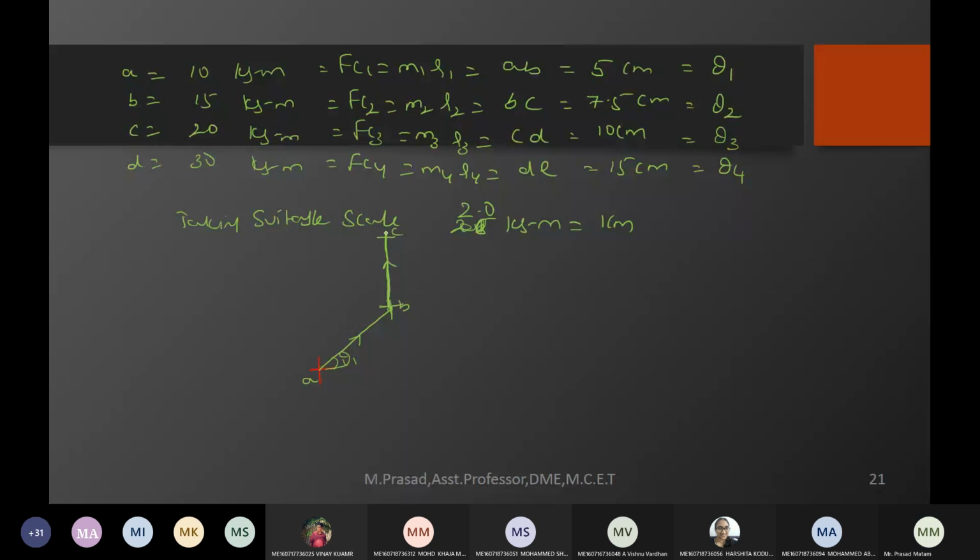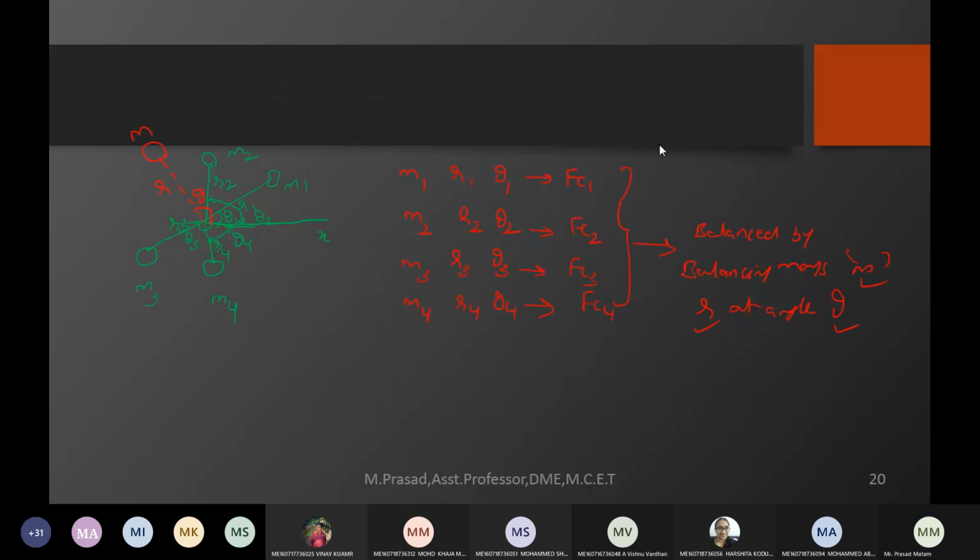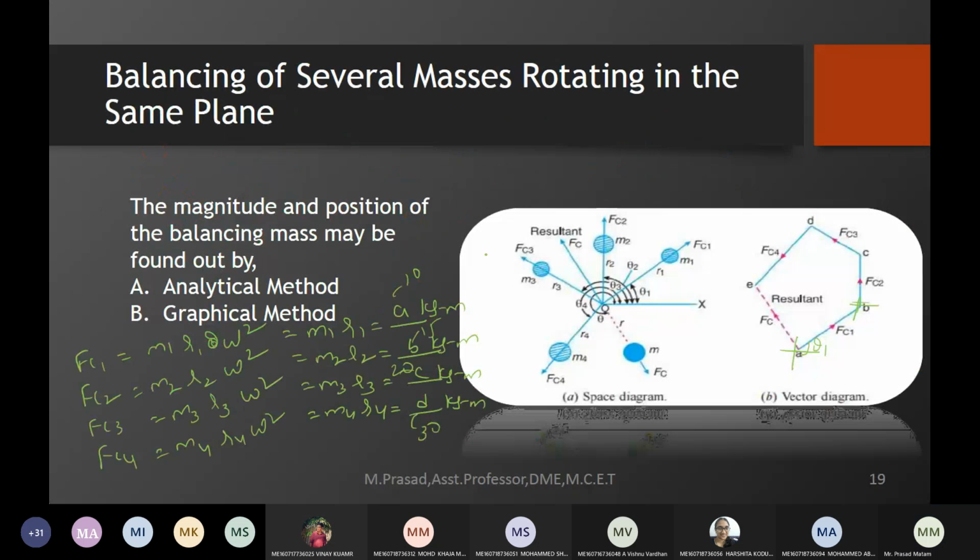Okay, again, the third vector CD. You have to draw up to 10 centimeter length, making an angle of theta 3. Now we will see what is the angle made by the third vector. You can see here, third vector, how this is drawn. It is going like this. The same line I am replicating here.